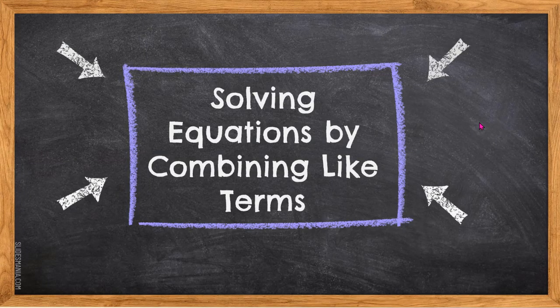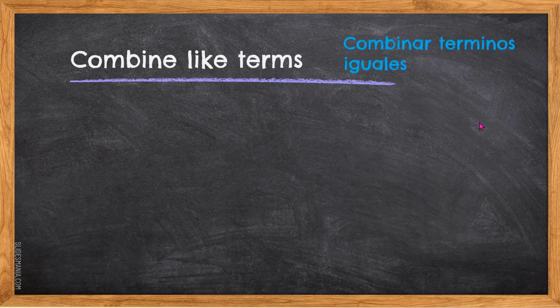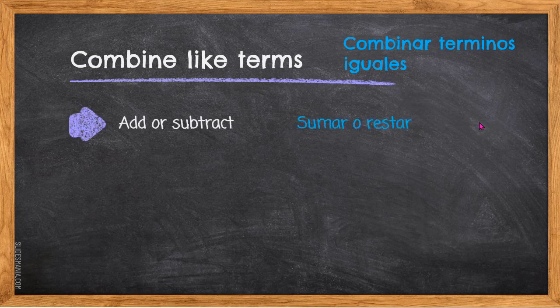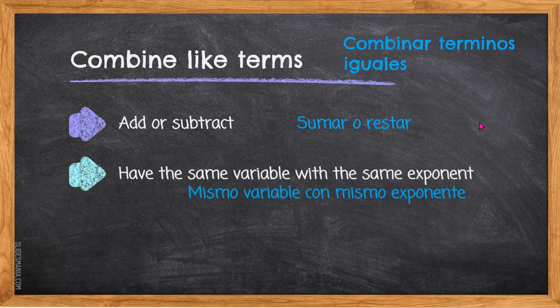Today we will be solving equations by combining like terms. When we combine like terms, ¿qué significa? Combinar términos iguales. We can add or subtract them, sumar o restar. They have the same variable with the same exponent, el mismo variable con mismo exponente.